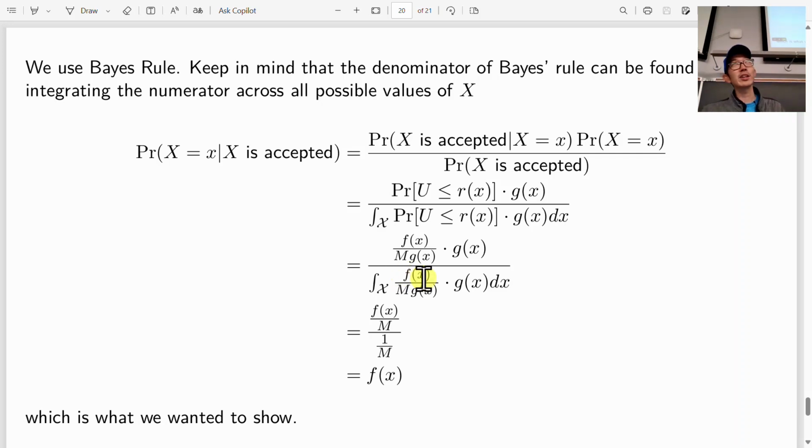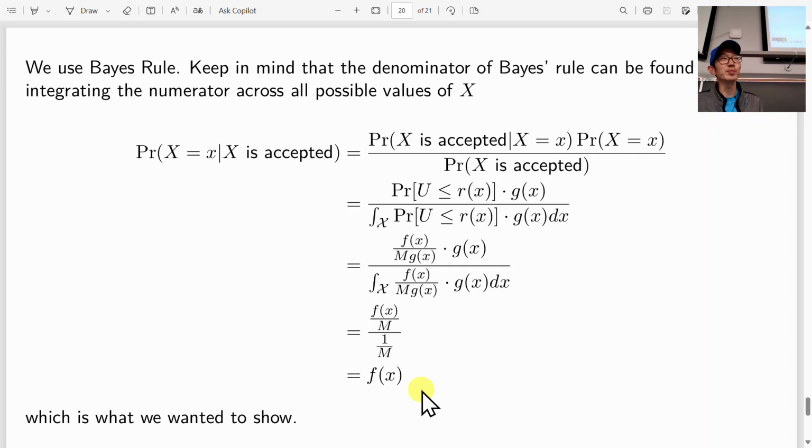Again, this hinges on the fact that the support of f is fully contained within the support of g. If it's not, then the integral of f across the support of g will not integrate to 1, because there will be certain values that are missing. But if the support of f is fully contained within the support of g, then integrating f across the support of g will integrate to 1 because it's a PDF. So then you get 1 over m, and you have f of x over m divided by 1 over m, and that's going to result in f of x.